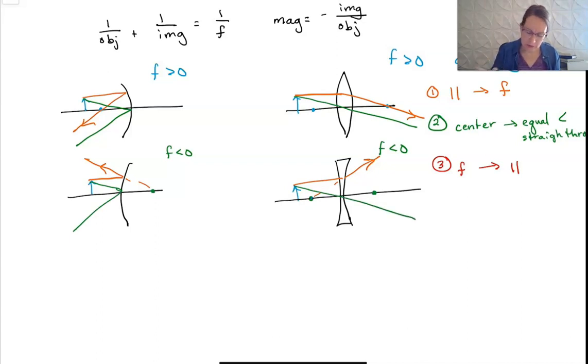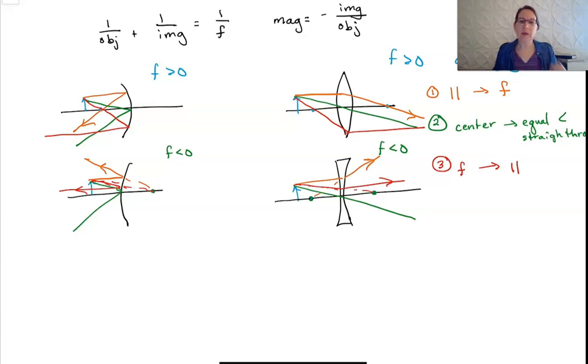And then the last one, like I said, the harder one, this one is coming down and comes out parallel. This one comes down, comes out parallel. And then this one looks like it's coming from the focal point, and then it comes out parallel. Looks like it's coming from the focal point there and leaves parallel.